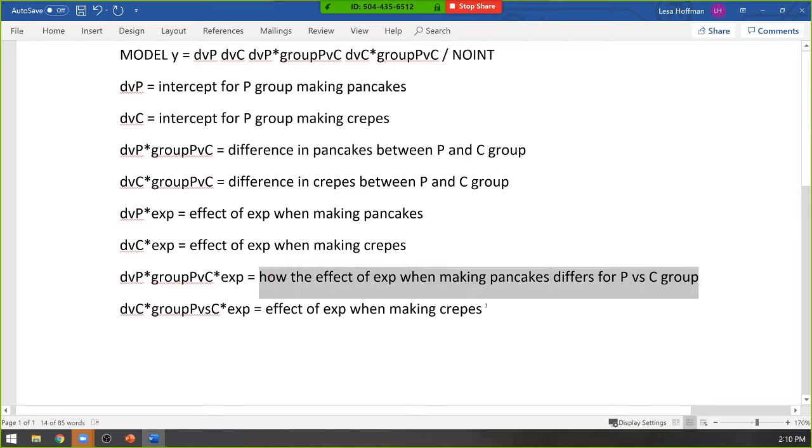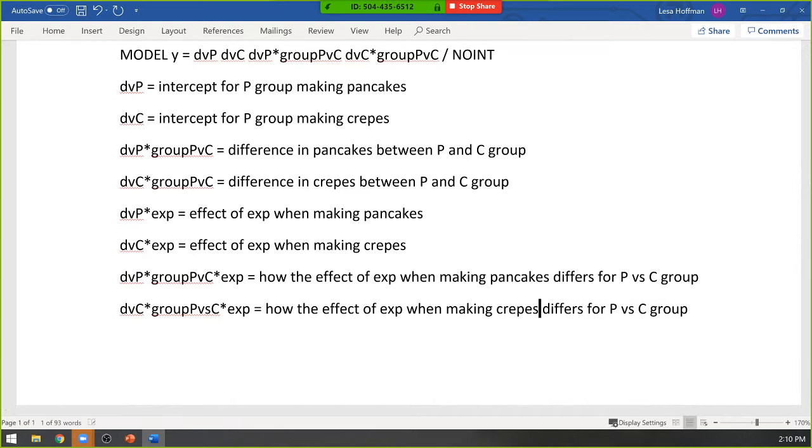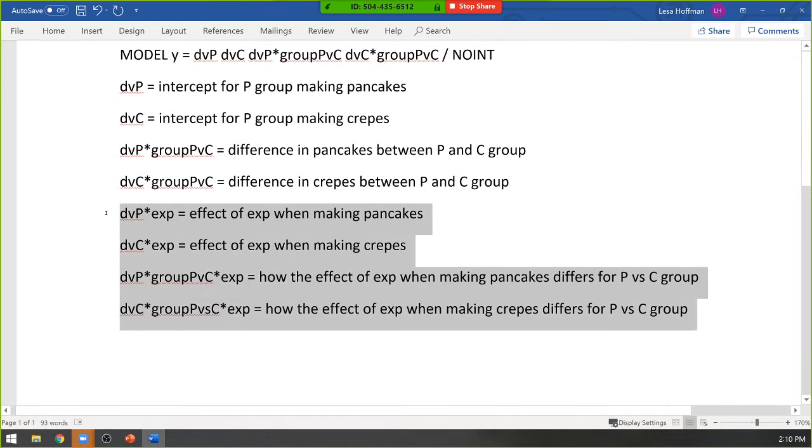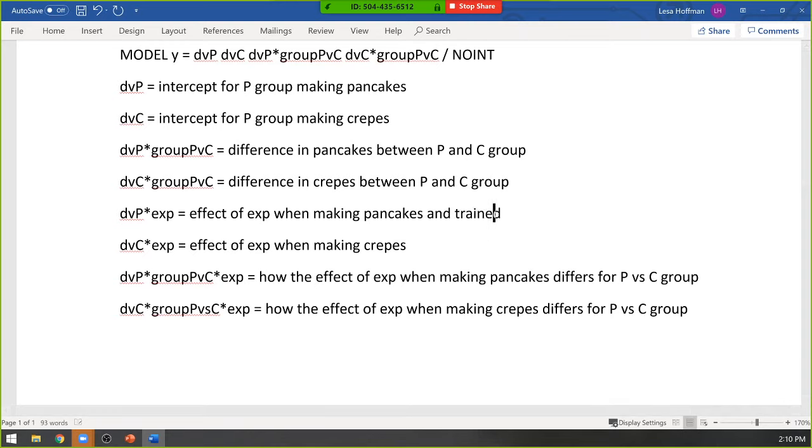And then this one, how the effect of experience when making crepes differs for P group versus C group. So it's 4 terms altogether. And so then once you add these two, this is not just the effect of experience when making pancakes, it's when making pancakes and trained in pancakes. And this is and trained in pancakes as the reference group. So what these terms mean is entirely dependent on how you set it up. This is one example of what it would look like.